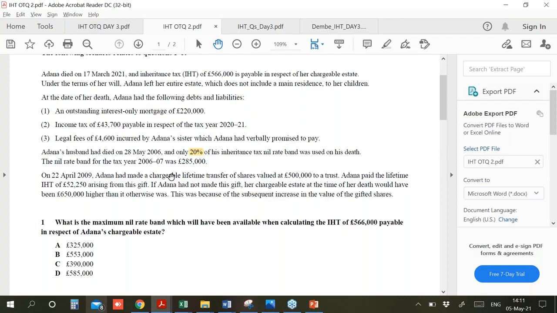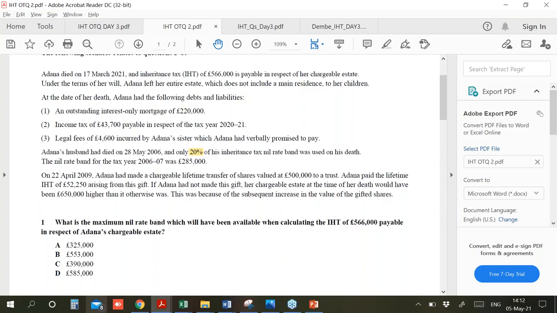Why is that? Because only for spouses HMRC has provided a special arrangement that if one of the spouses dies and is unable to use their full nil rate band on their death, their unused nil rate band can be used or inherited by their surviving spouse. So Adana's husband had died before her, which means that she can use his unused nil rate band on her death. Obviously, she has died, so her representatives or the beneficiaries will be utilizing the nil rate band of hers and her husband.